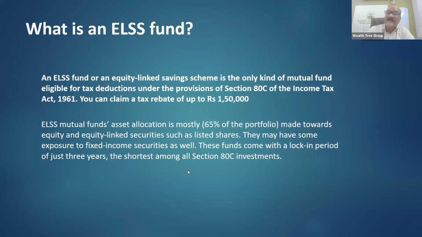So ELSS option funds law, the main rule is 65% should be equity linked fund. That means another 35% they can invest in any other instruments, but 65% should be in the equity schemes. That's the condition in the ELSS option.